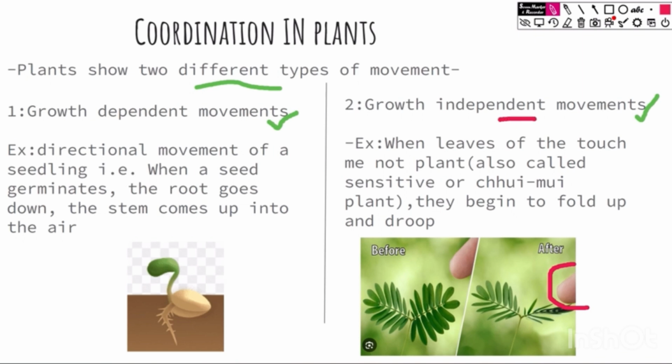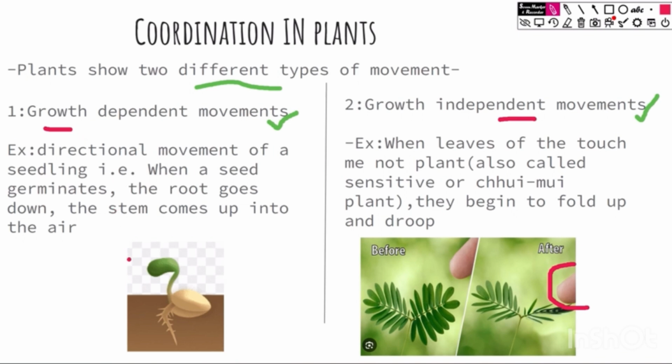Such movements are growth independent movements, that is, they do not depend on the growth. They are depending on some external stimuli which is triggering them to occur. Now what about the growth dependent movements? These movements occur due to growth. The reason behind these movements is growth.